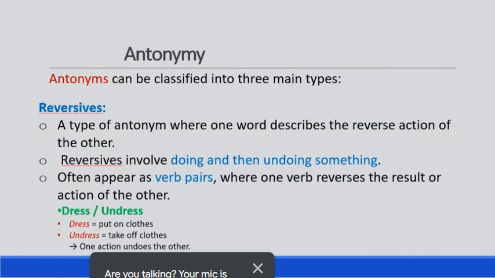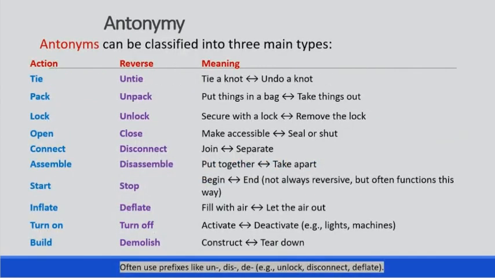You can see the examples there of the reversive antonym. We have tie, untie; pack, unpack; lock, unlock; open, close; connect, disconnect; assemble, disassemble; start, stop; inflate, deflate; turn on, turn off; build, demolish. So that is the example of reversive antonym. So we have three types of antonym. Would you remember?